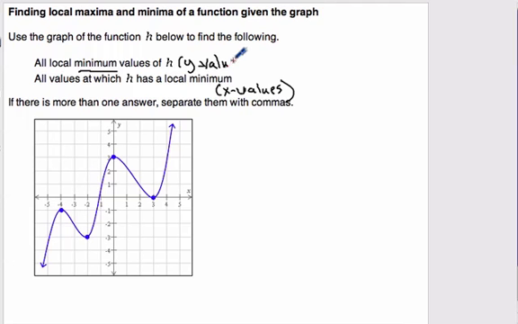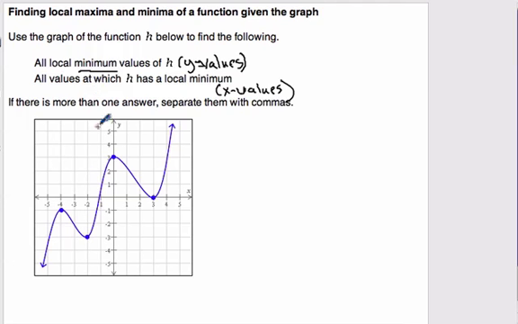Whoops, sorry about that. For some reason it's being a little weird. So it's supposed to say y values there. Okay, so let's see if I can get that to work a little bit better.